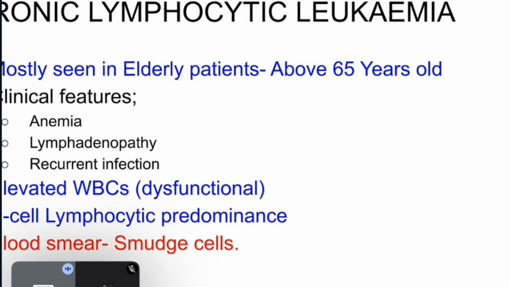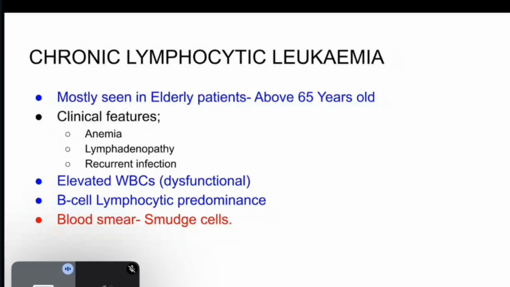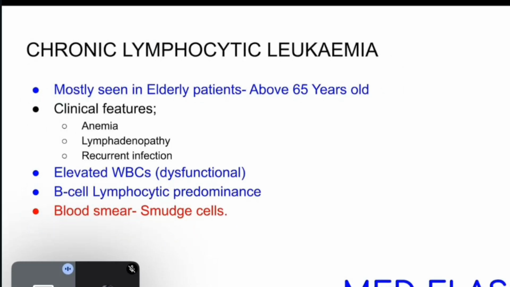So you see a dysfunctional elevated WBC count. The WBCs are elevated, but they're not functioning well. So this is giving the infection a chance to attack the body. So recurrent infection is due to elevated dysfunctional WBCs. Then the next point is B cell lymphocytic predominance, which is very characteristic for CLL. And on blood smear, you will see smudge cells. So these are your clinchers, guys.